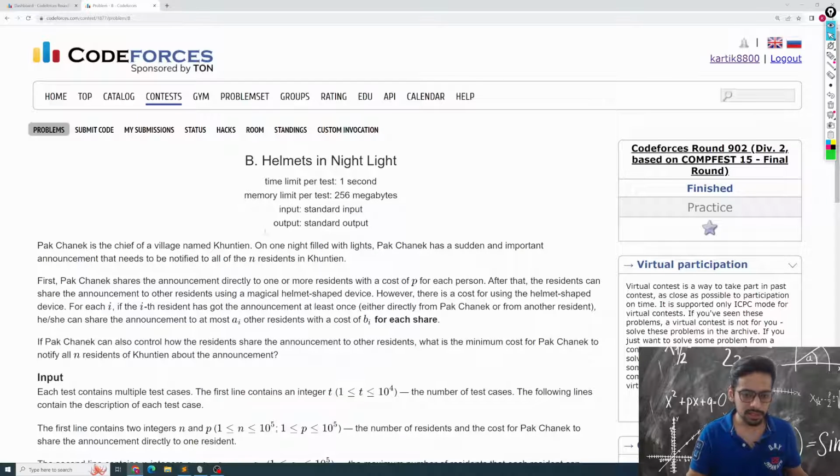Problem B says that there is a village. The village has n residents and one chief, so a total of n plus 1 people. Now there is an announcement that needs to be made. If the chief were to make that announcement, the cost of making the announcement to one person is P. So if the chief were to announce it to everyone, then the cost is N into P.